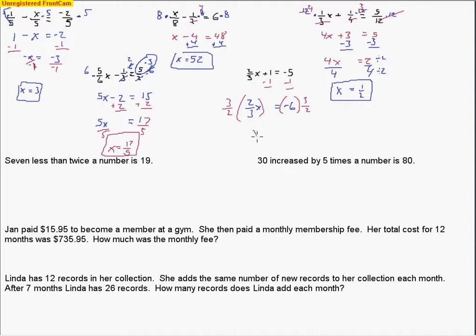So what's left over is x equals 2 goes into that negative 6. We have negative 3 times. Negative 3 and 3 make negative 9.